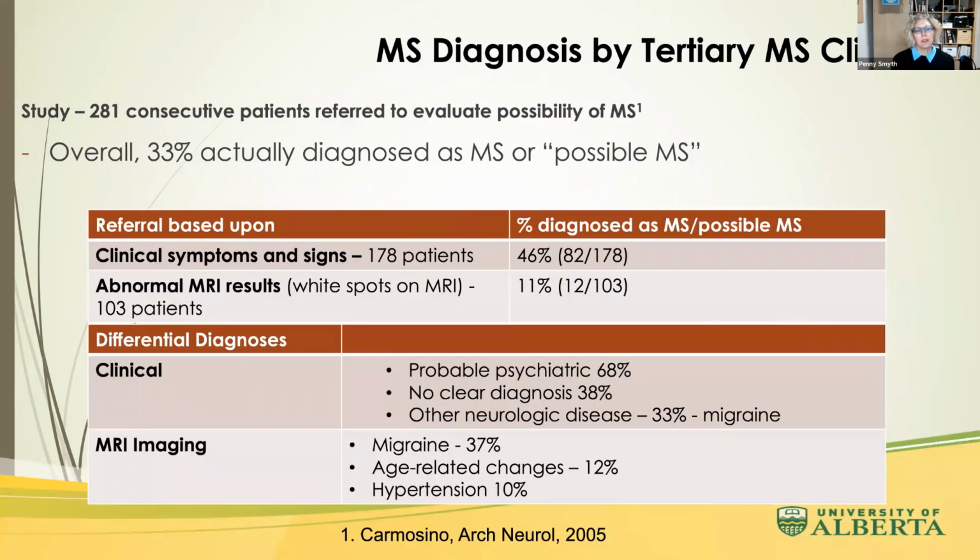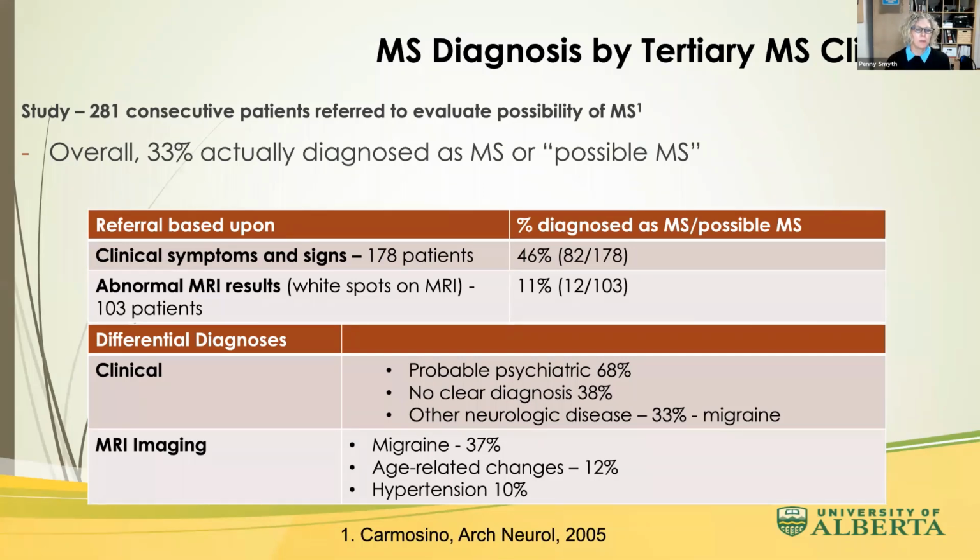Now, I threw this slide in. I normally give this slide to GPs, but I wanted to let you know that we see a lot of patients in the MS clinic that don't actually end up having MS. Over various studies, and this is just one of them, when they looked at a consecutive series of patients that were referred to evaluate the possibility of MS, either from family doctors or neurologists, to MS specialists, only 33% were actually diagnosed as having MS.